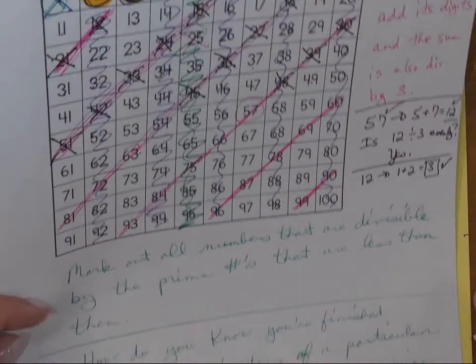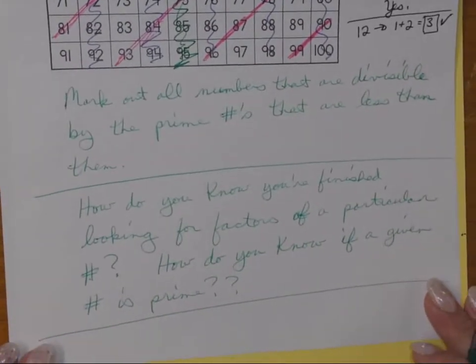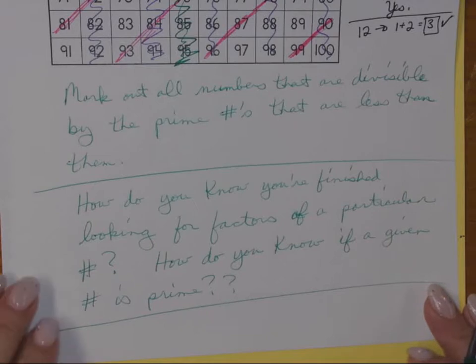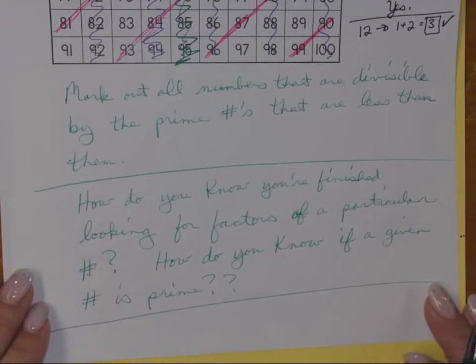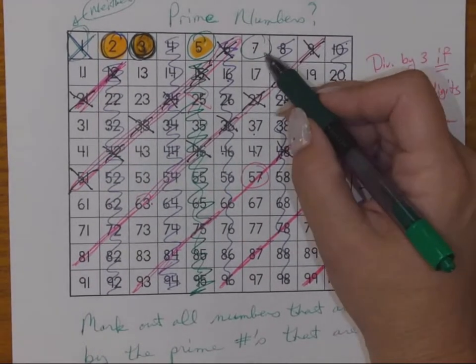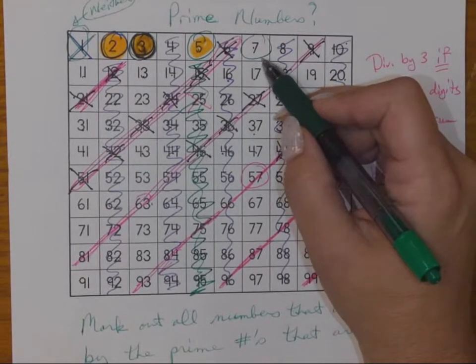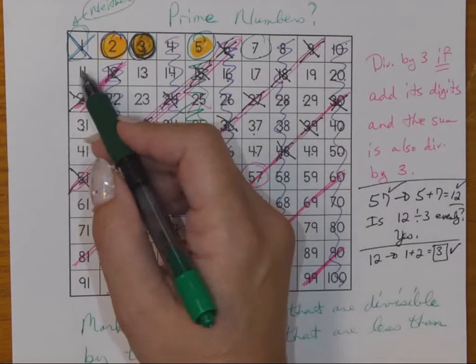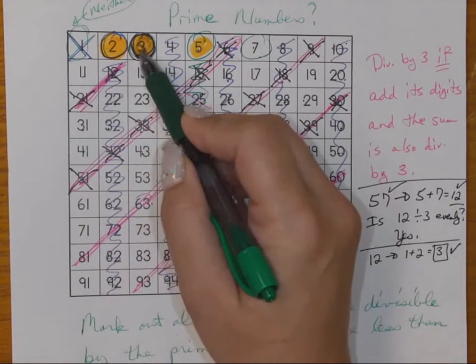Okay, so a question I had whenever I was looking at this is how do you know you're finished looking for factors of a particular number? How do you know if a given number is prime or not? So there is kind of a little bit of a cheat. I'll show it to you in a minute. But for instance, how do I know that none of the prime numbers that were less than 7 would divide into it? Well, of course I can divide by 2, it doesn't go evenly. Divide by 3, it doesn't go evenly.